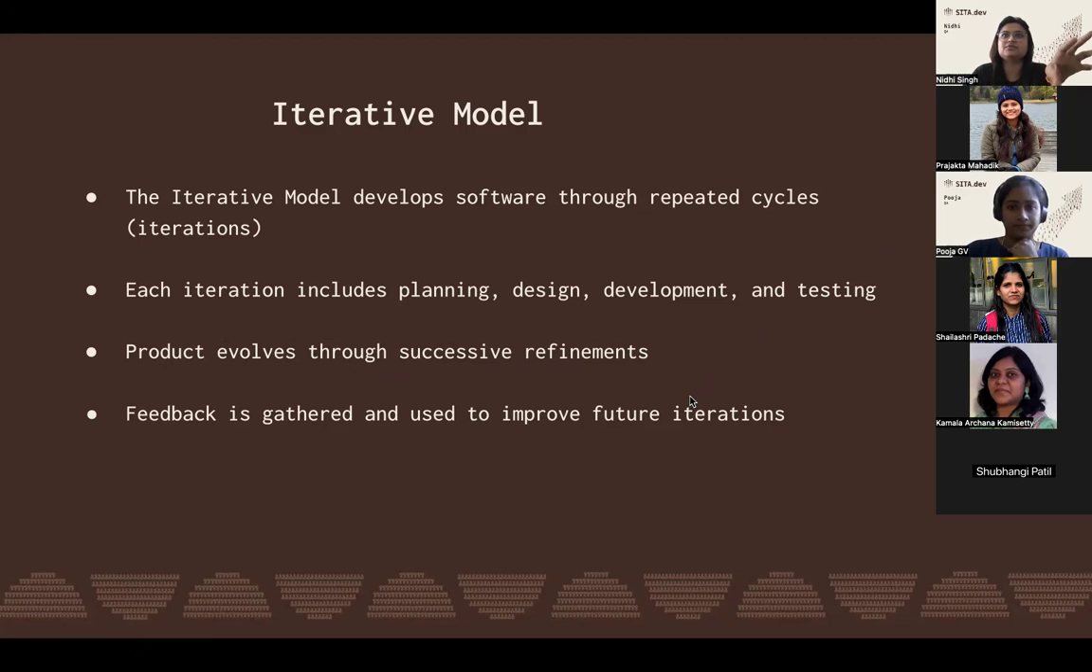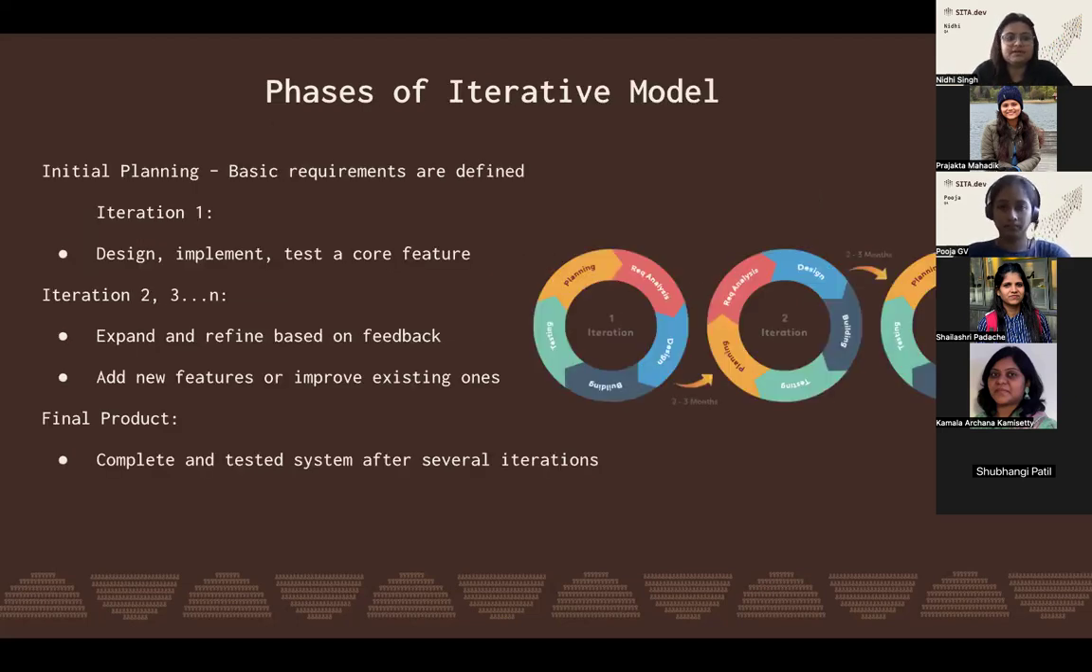The product evolves through successive refinement. When I make the product, I may find that something is not good. In the second iteration, I take the customer feedback and add the thing that is missing. Then again the product is sent for customer feedback, and based on the feedback, changes are made in the third iteration. Feedback is gathered and used to improve future iterations. In this way, the development goes on in small chunks. The phases of the iterative model are simple: planning, requirement analysis, design, building, and testing.